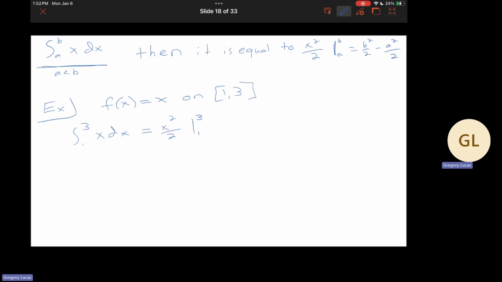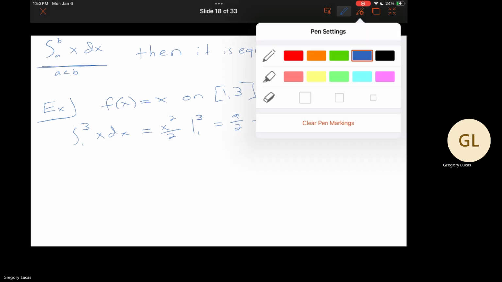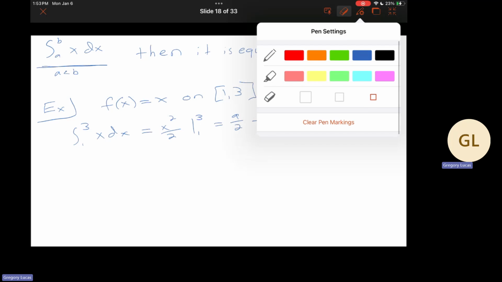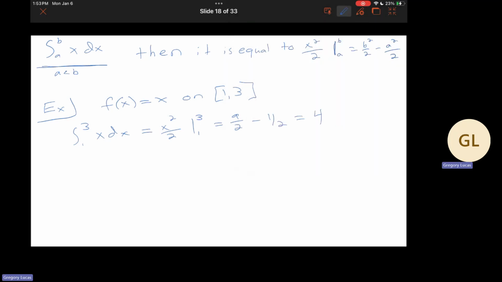So if I'm evaluating at 1 and 3, I'm going to plug in 3 first. So I'd have 9 over 2, subtracted by plugging in the 1. 9 halves minus 1 half is 8 over 2. Let me write that a little neater. I'm just going to write 8 over 2, but we know 8 over 2 is 4.